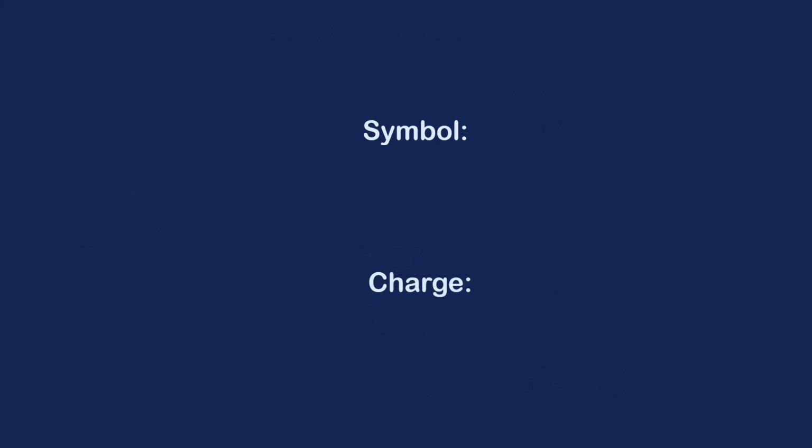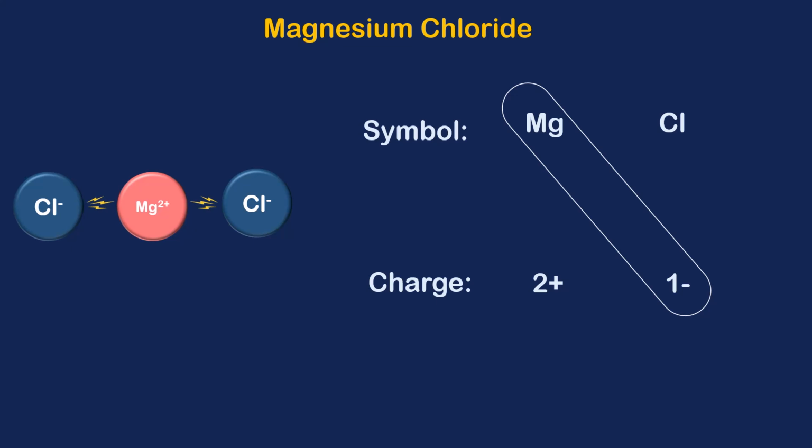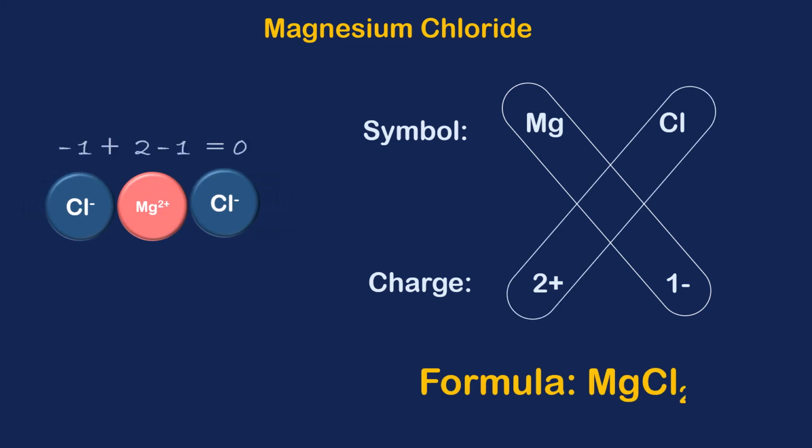Time for ions. Here's magnesium chloride. Magnesium ion has a double plus charge and chloride ion has a single minus charge. Now 1 magnesium ion needs 2 chloride ions to balance and give us MgCl₂.